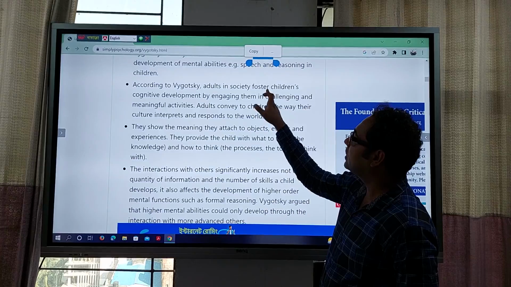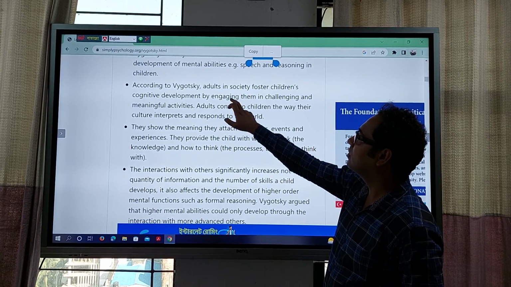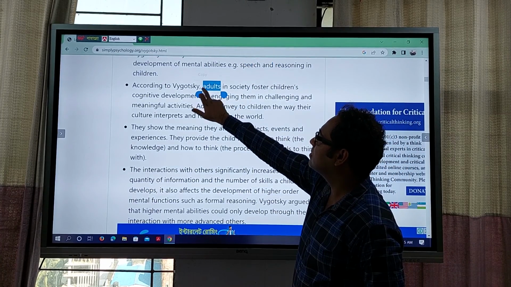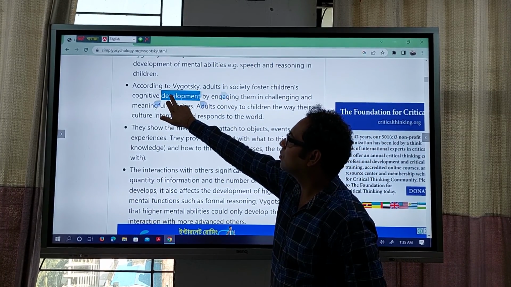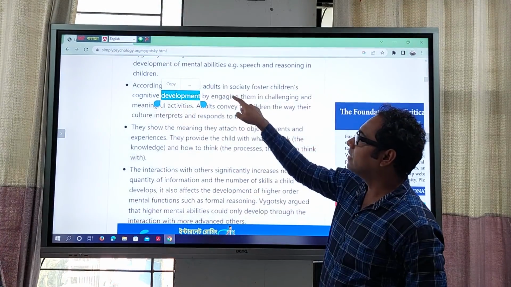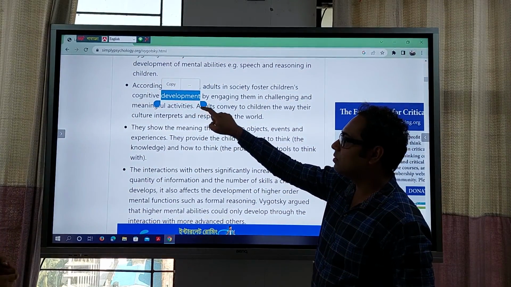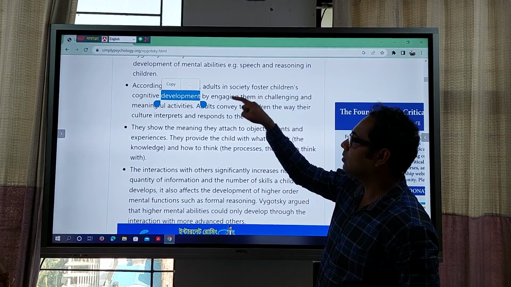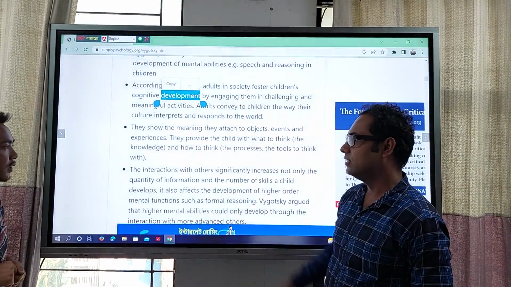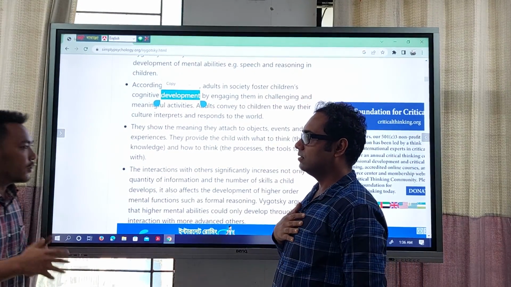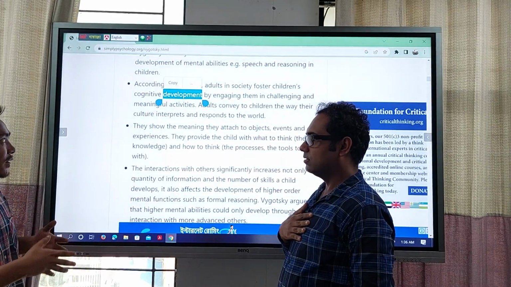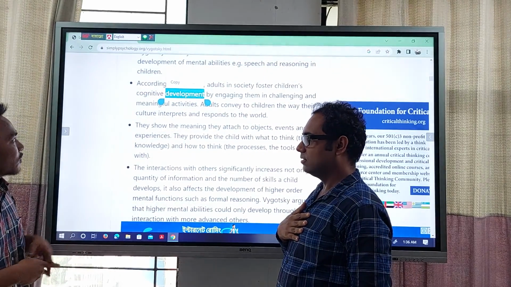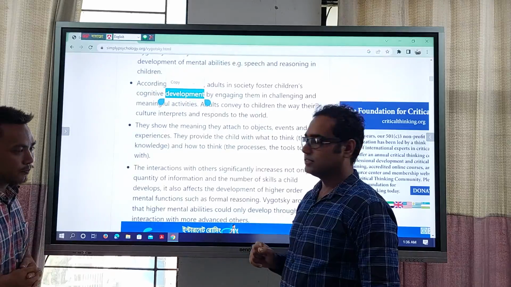So I'm coming to this. Adults foster children's cognitive development. Do you agree that adults help children to develop cognitive faculty? Yes, sir. Because, sir, we follow our seniors, elders, and what they do, we also do that. That's why I agree. Excellent, excellent. Thank you very much.